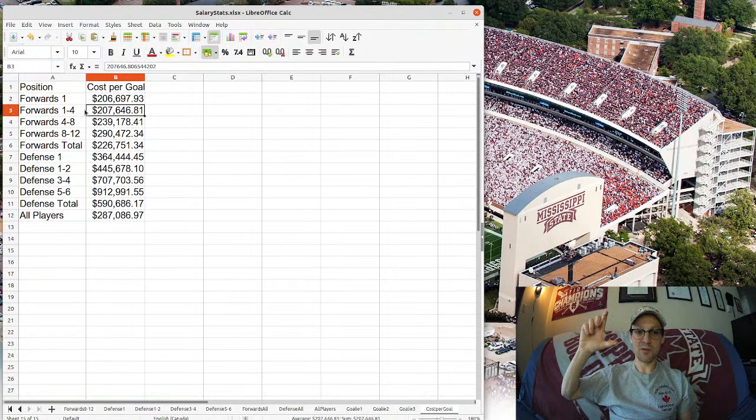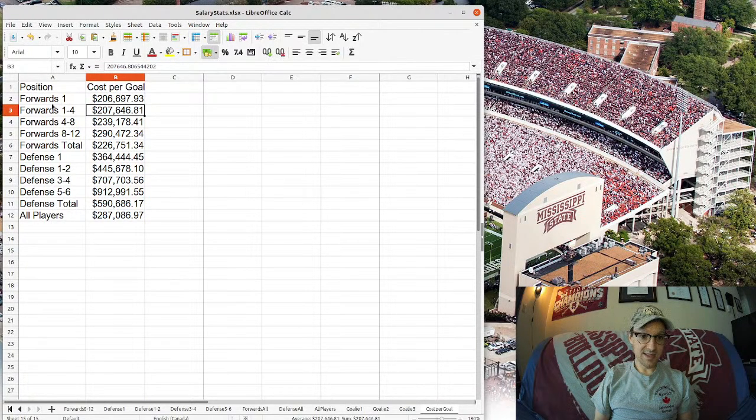So 1 to 4 forwards, 4 to 8, well 5 to 9 technically, and then 8 to 12 for forwards, and defense, first 2 spots, second 2 spots, third pairing of defensemen. And then, the calculations here, we're taking the total cap hit of all these players, dividing it by the total goals by that grouping of players in order to get the cost per goal. So these are the results here.